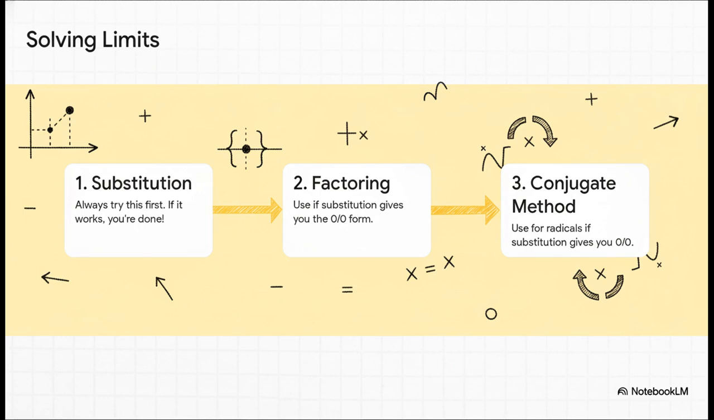Step 1. Always, and I mean always, try just plugging the number straight into the function. If you get a real number as an answer, that's it. You're done. But if you get that dreaded 0 over 0, that's your signal to move on to step 2 or 3.